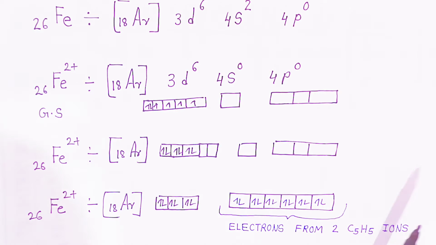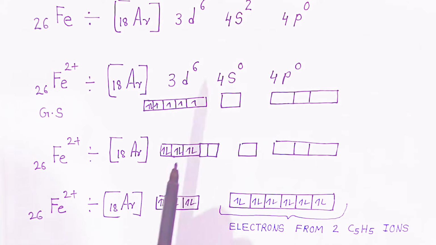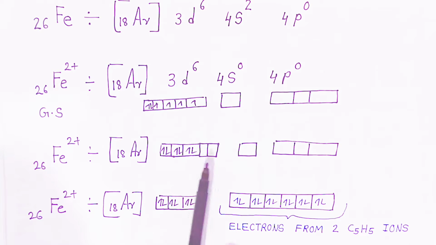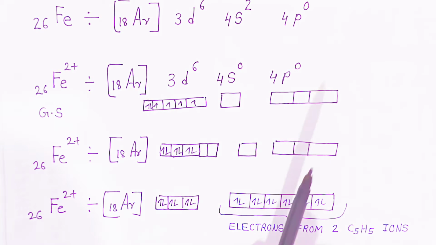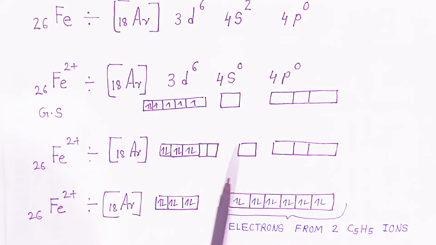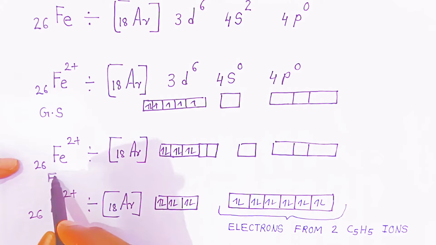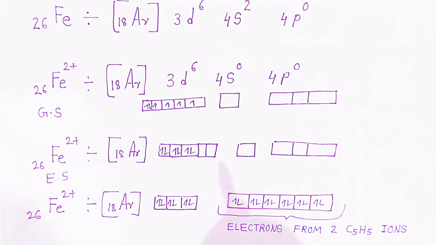What happens students, when the cyclopentadienyl ring approaches towards the Fe2 plus, these unpaired electrons will get shifted and they will be paired. Because of the pairing of the electrons, you are getting 6 vacant atomic orbitals. So in the excited state, the electronic configuration will be like this. When the cyclopentadienyl ring approaches toward the Fe2 plus, these electrons will be paired and you are getting more vacant atomic orbitals.